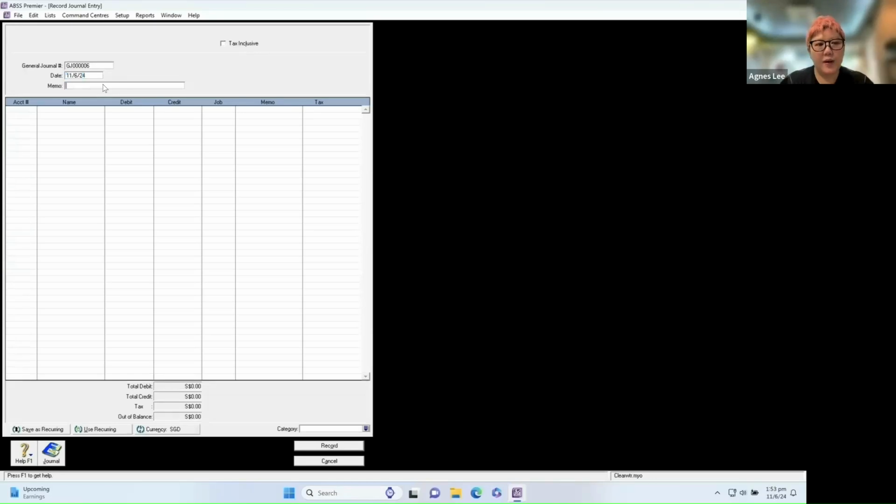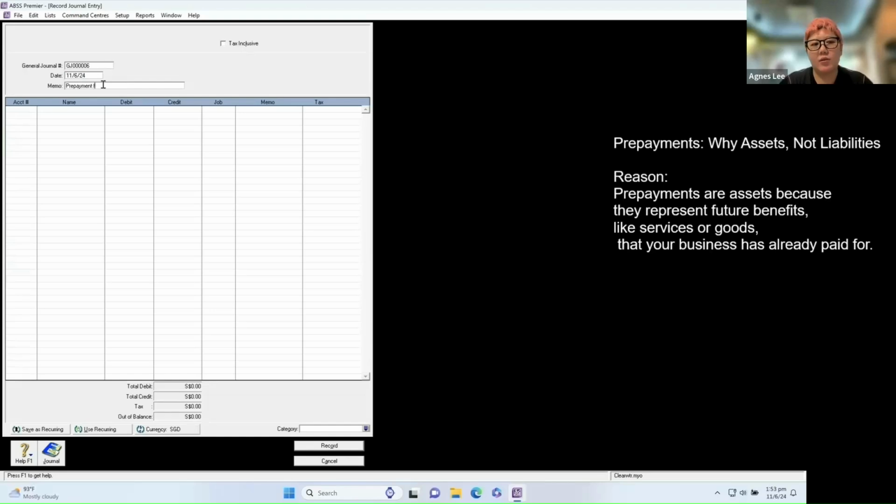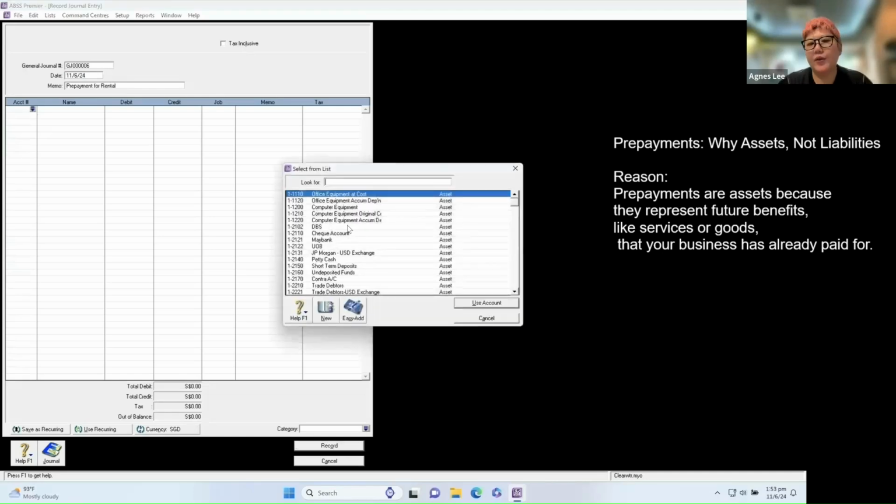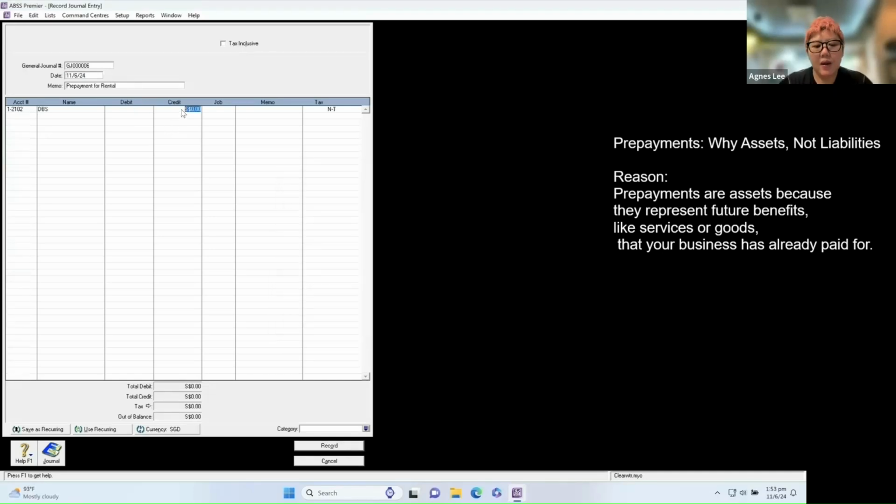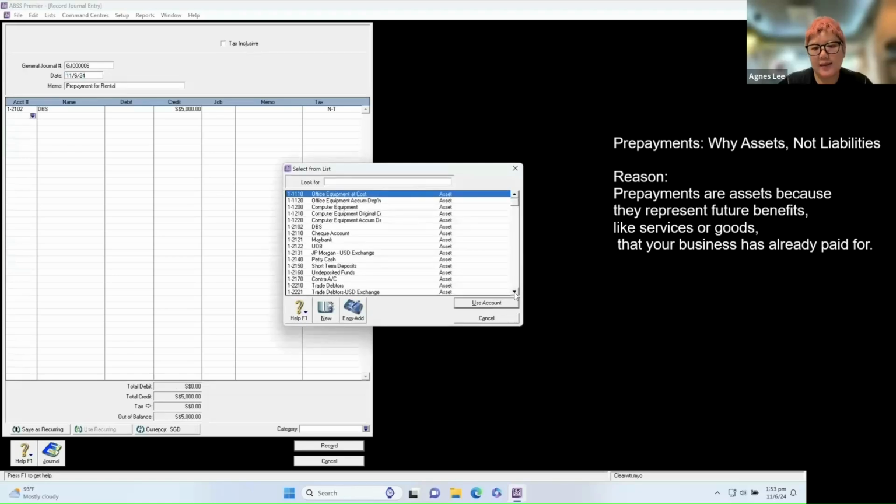Another will be prepayment. Let's say I prepay for rental. Same thing, I start from the bank first. I pay the rental deposit of maybe 5,000. I have the credit, so definitely I have a debit side, right? So I debit to asset.